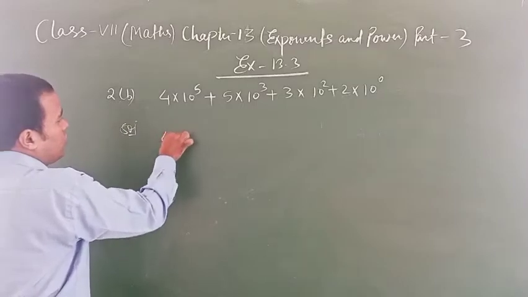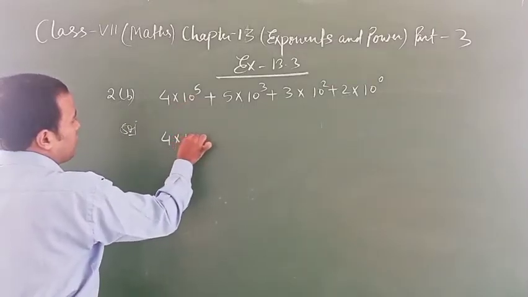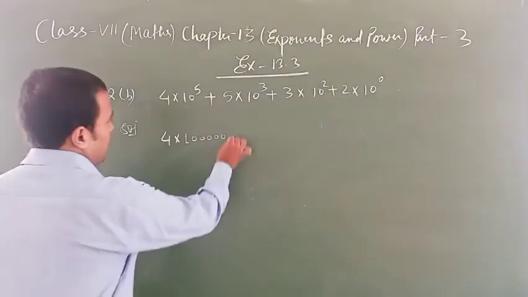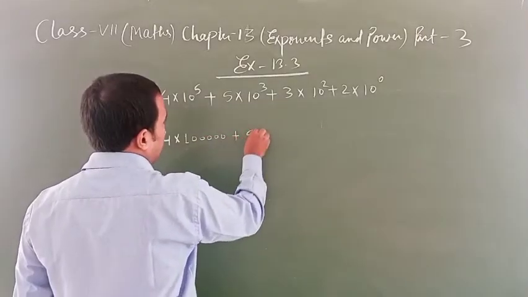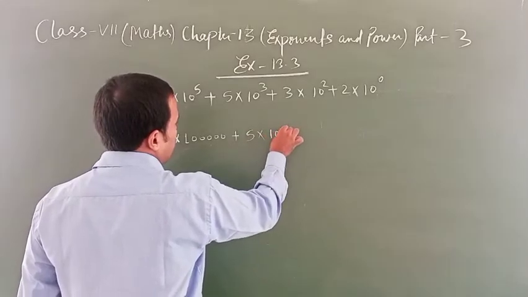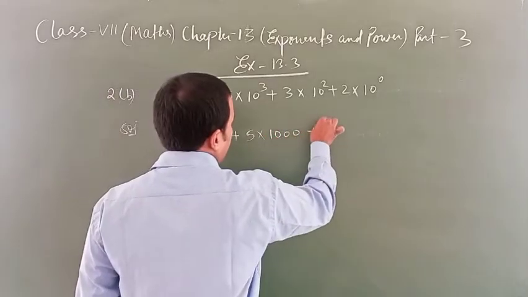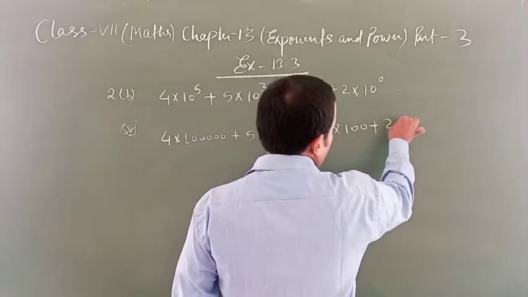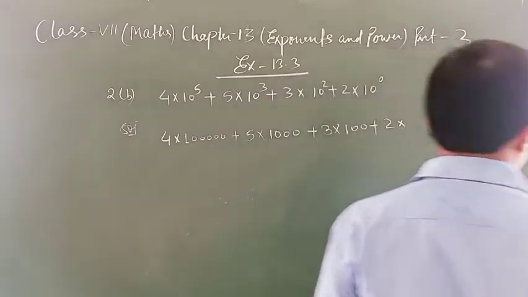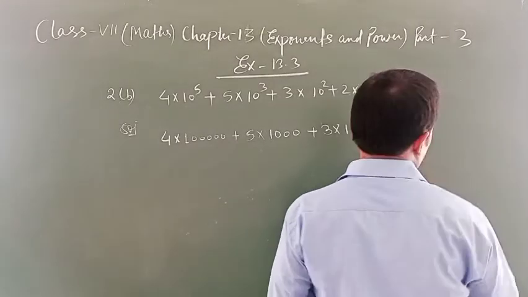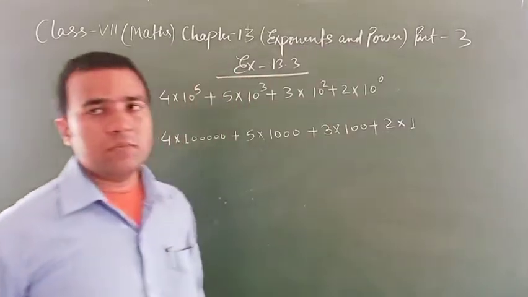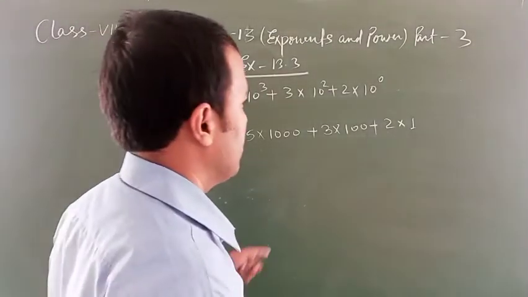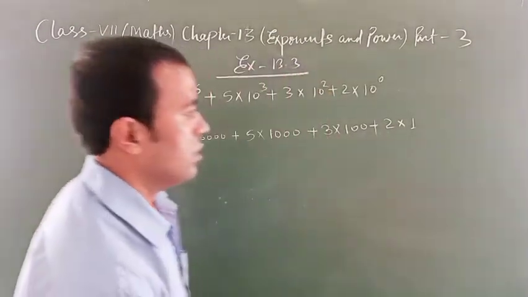So 4 into 10 to the power 5 means after 1, five 0s you will write here, plus 5 into 10 to the power 3 means 1000, plus 3 into 10 to the power 2 means 100, plus 2 into 10 to the power 0 means 1. If any number or variable's power is given 0, then we will take that value as 1. Clear? Okay?